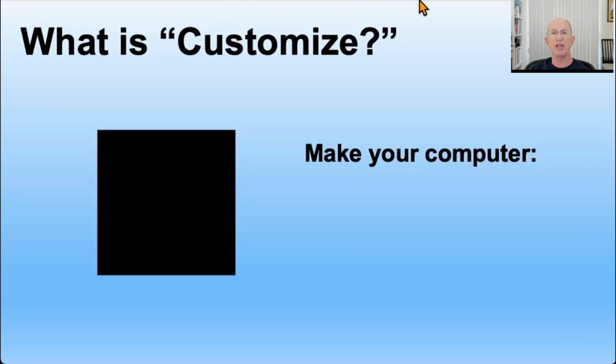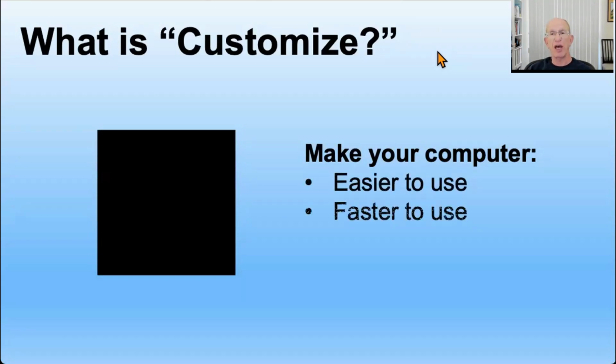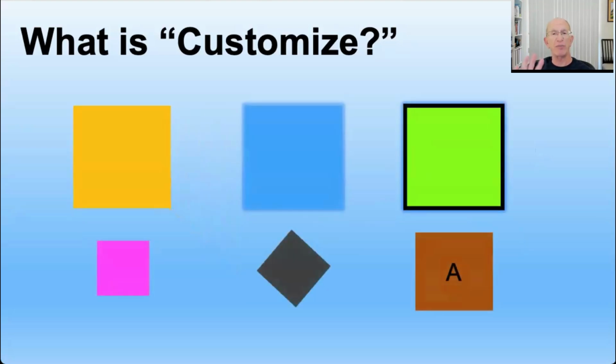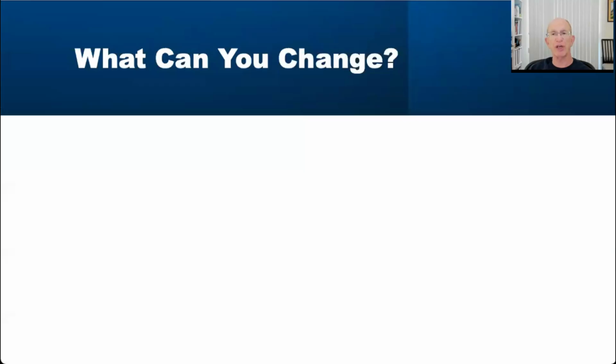So customizing is to make your computer easier to use and faster for you to use the way you use it. And you could also use it to express a little bit of style if you want to. And that's what customize means. So you have the ability to take something that's just a square and modify it and change it and do a little bit of things with it. It's like taking an object and refinishing it, taking a piece of wood and giving it a different design, or putting a cover, a tablecloth over it, or something like that.